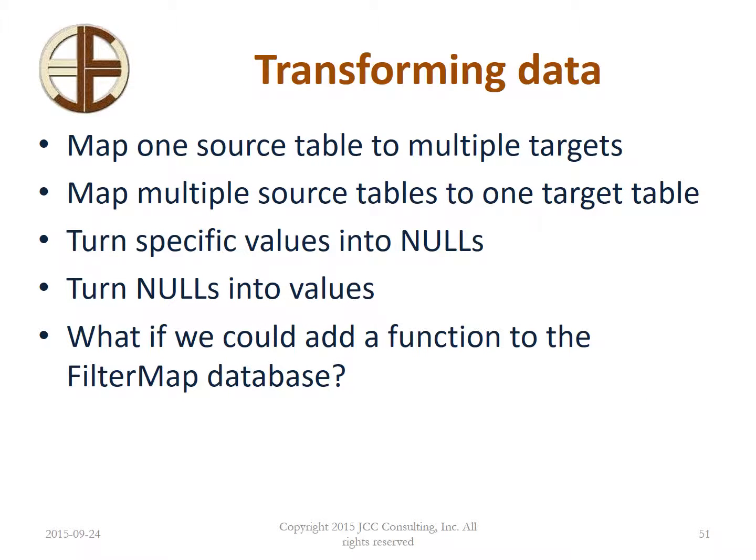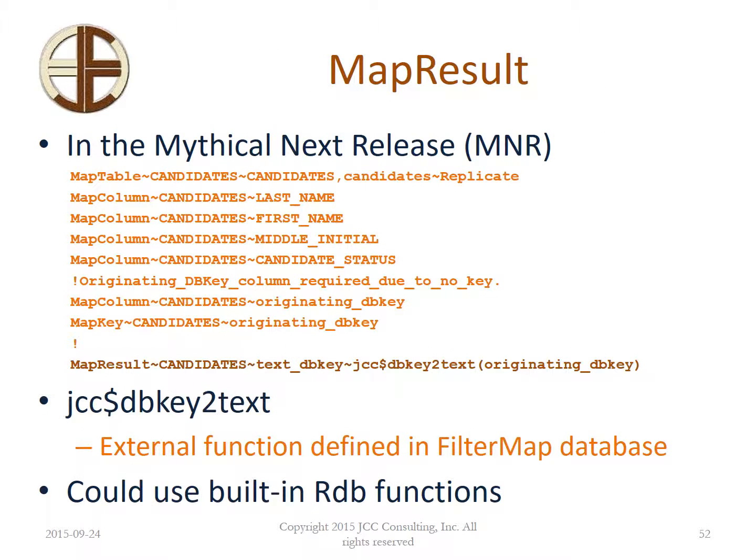We support some sorts of transformation. You can map one source table to multiple target tables. You can map multiple source tables to one target table. You can turn specific values into nulls. You can turn nulls into specific values. But what if we could add a function to the filter map database?